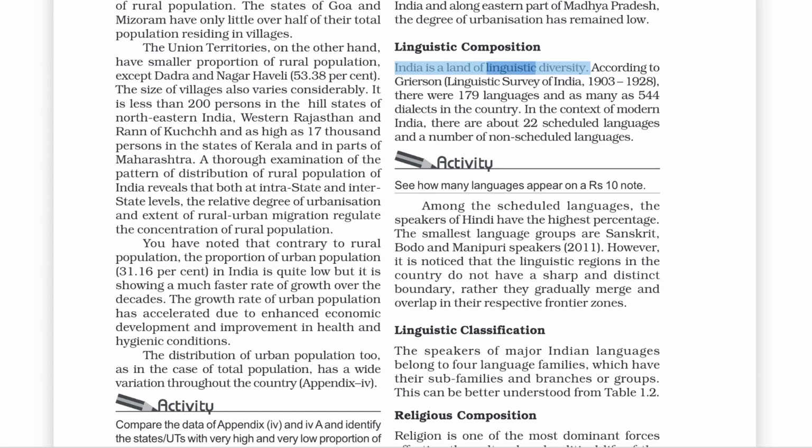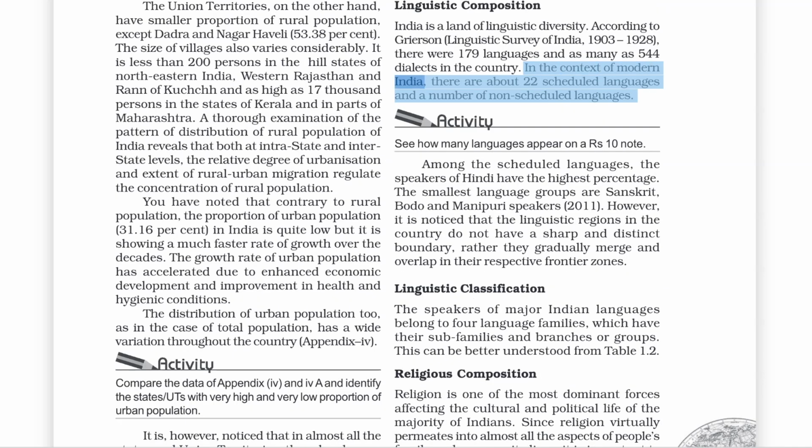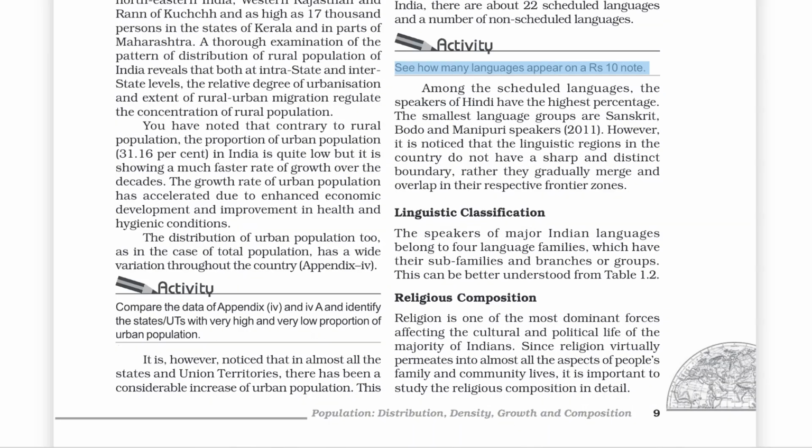Linguistic composition. India is a land of linguistic diversity. According to Grierson, Linguistic Survey of India, 1903 to 1928, there were 179 languages and as many as 544 dialects in the country. In the context of modern India, there are about 22 scheduled languages and a number of non-scheduled languages. See how many languages appear on a 10 rupees note.